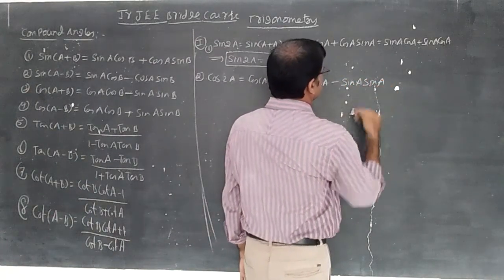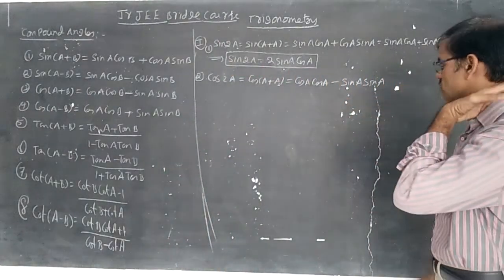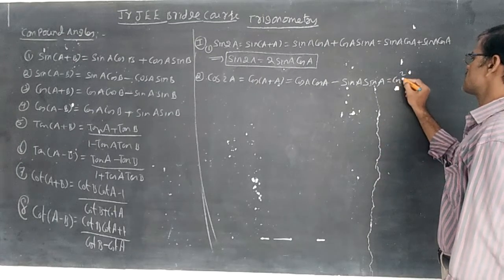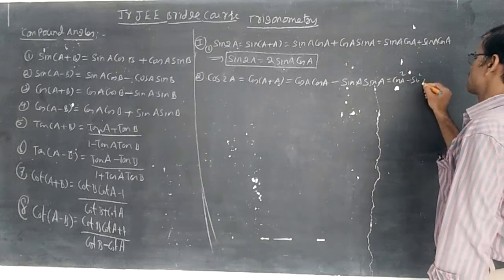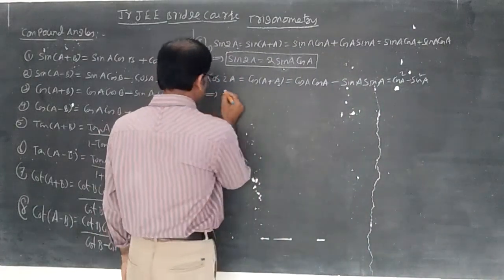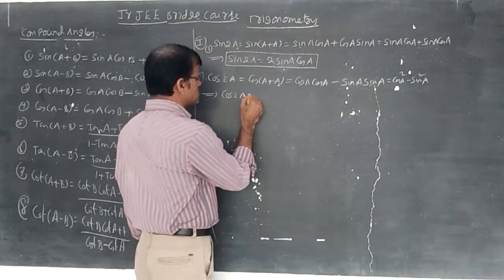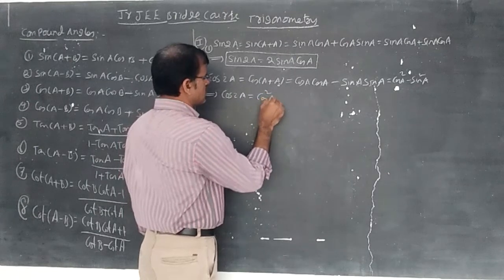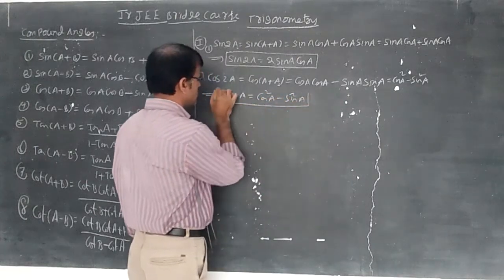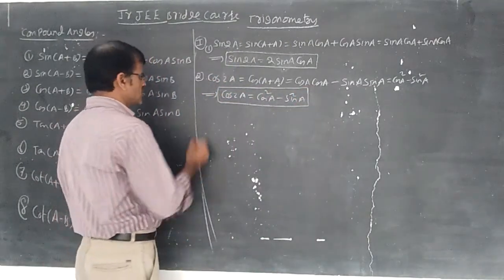Cos a into cos a minus sin a into sin a. So cos a into cos a becomes cos square a, and sin a into sin a becomes sin square a. That implies cos 2a is equal to cos square a minus sin square a.